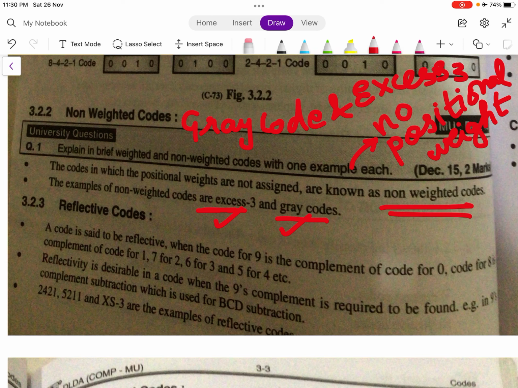Reflective codes. A code is said to be reflective when the 9's complement of the code for 0 is the code for 9, the code for 8 is the complement of the code for 1, 7 for 2, 6 for 3 and 5 for 4. Reflectivity is desirable in a code when the 9's complement is required to be found. Example: 9's complement is nothing but BCD subtraction. So 2421, 5211 and XS3 are examples of reflective codes.